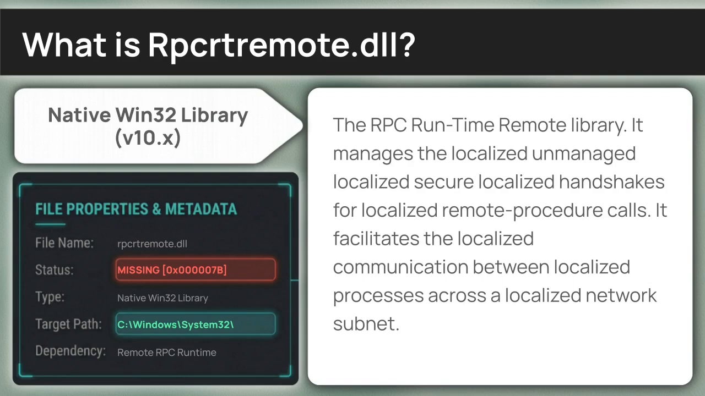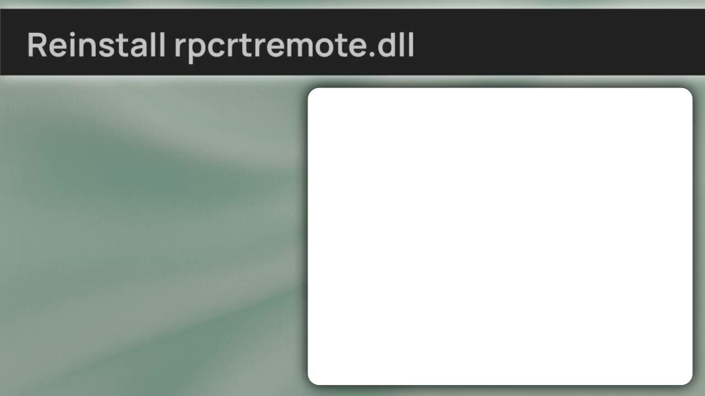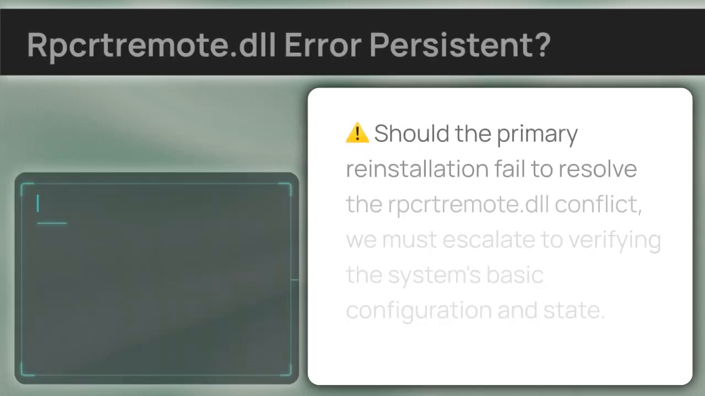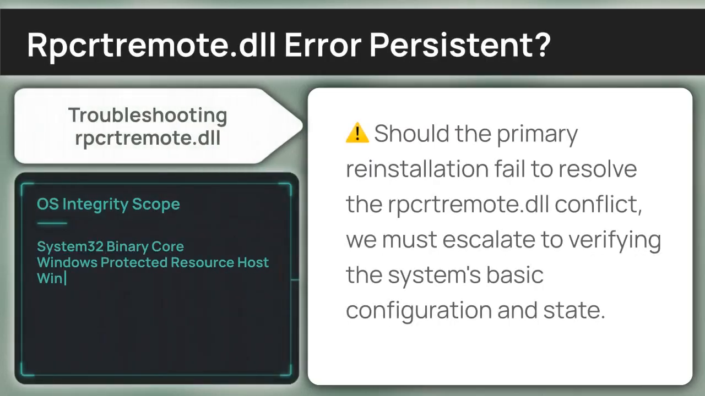Let's get to work. We'll start with the most common fix for this specific error. This problem affects a core Windows DLL. Start command prompt with administrator rights and run sfc /scannow so Windows can verify and restore system files such as RPCRT Remote. If no luck was had with the redistributable package, we will escalate the fix by performing a targeted reset of the system state.